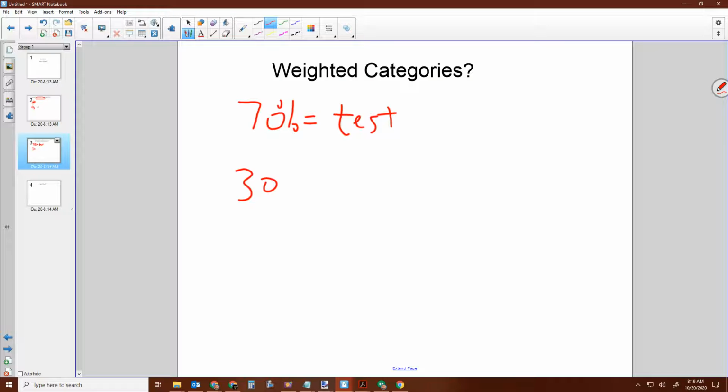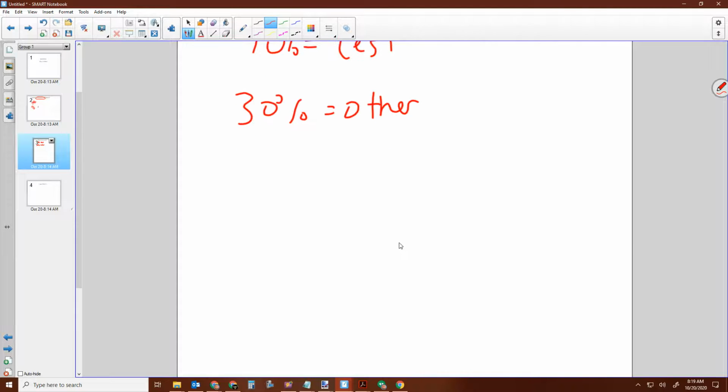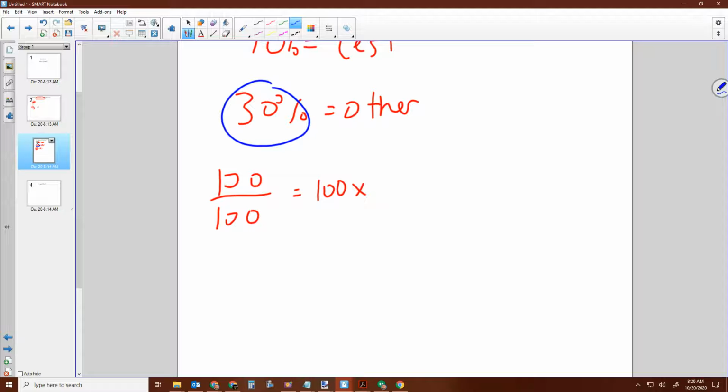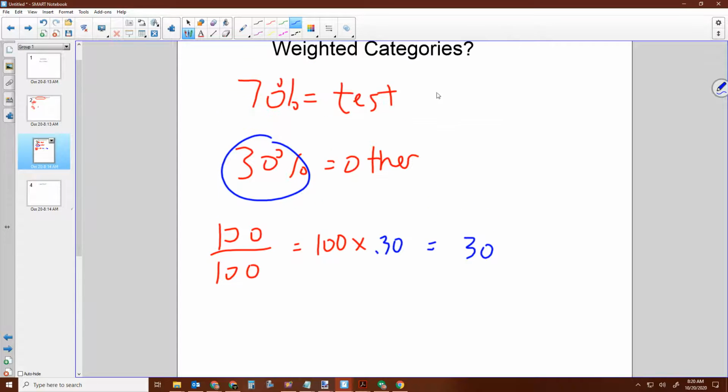And other work, quizzes, and homework and that sort of thing are worth 30% of your grade. So let's say that you turn all of your homework in and you currently have 100 out of 100 homework points in my class. That 100 is going to be multiplied by this 30% right here, because that's only worth 30% of your grade. And so that's giving you 30 points. The other 70 points I have to get with my tests.